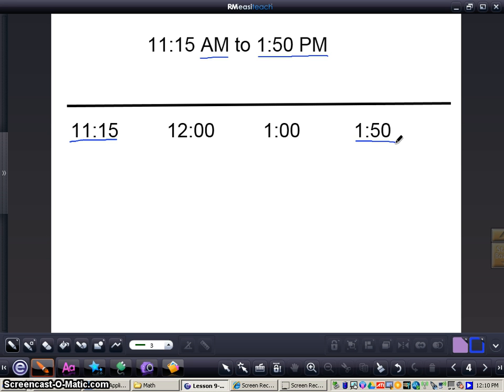Okay, so I go from 11:15 to 12 o'clock. I know that is 45 minutes. I'll write that down. 12 o'clock to 1 o'clock, I know that is 1 hour. And then finally 1 o'clock all the way to 1:50, that is 50 minutes.